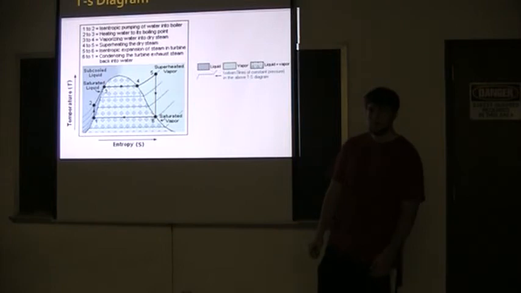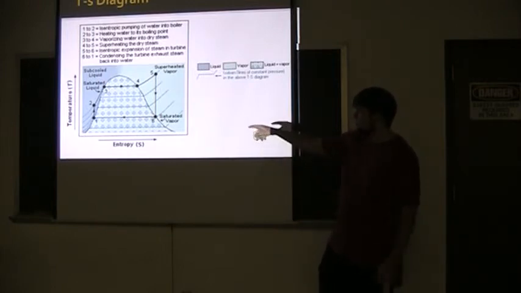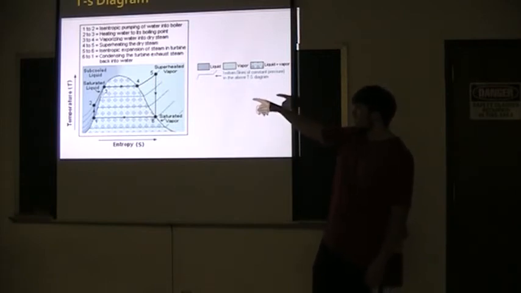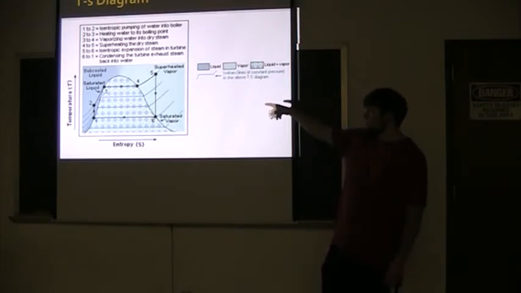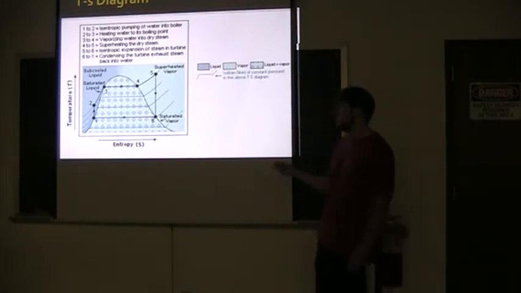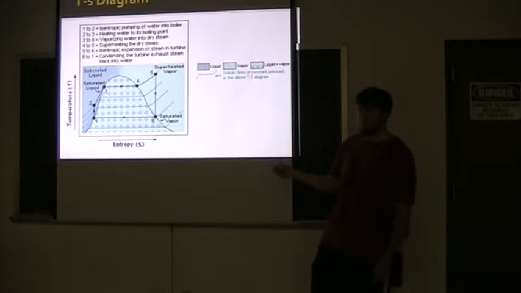Okay, so same thing on the TS diagram, but you can see with the bell curve that water is pumped isentropically, and then heat the water to its boiling point, then vaporize the water into dry steam, superheat it, and then isentropic expansion of steam in the turbine, and then condensing the turbine's exhaust steam back into water, and the cycle repeats again.